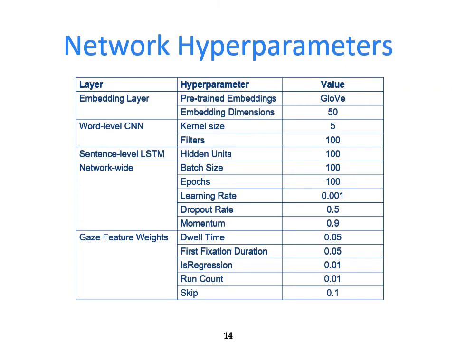This slide shows the list of hyperparameters that we use for each of the layers in our system. In addition to the hyperparameters used by Zhang and Littman and Dong et al., we also attach weights to each of the gaze features. We attach a weight of 0.05 to the dwell time and first fixation duration, 0.01 to the is regression and run count features, and 0.1 for the skip attribute.